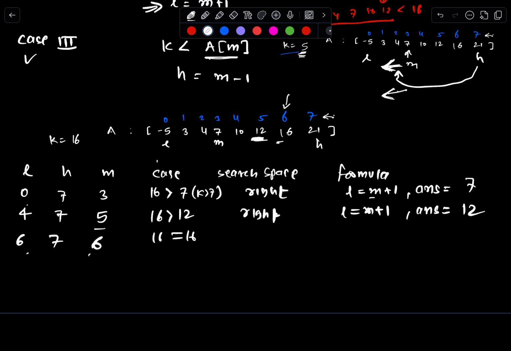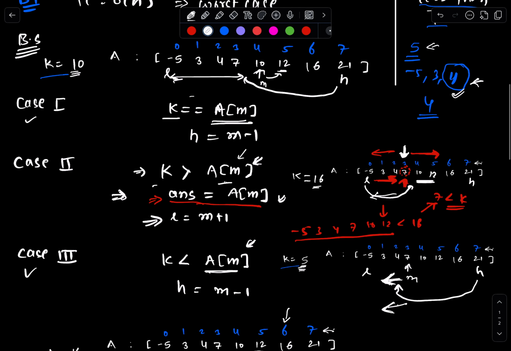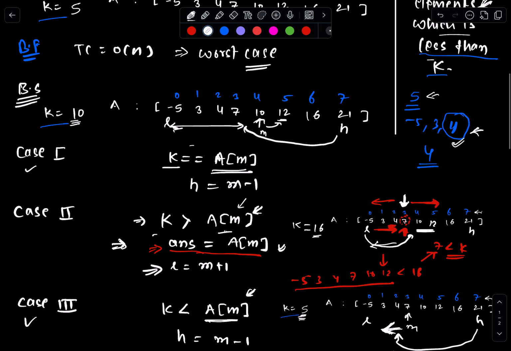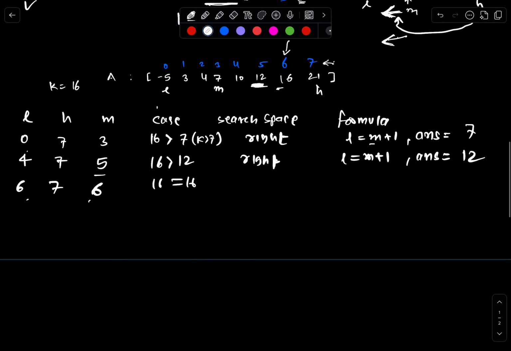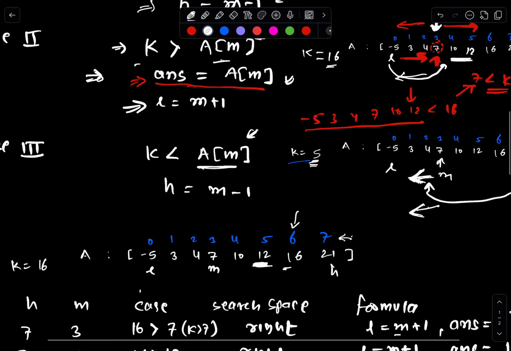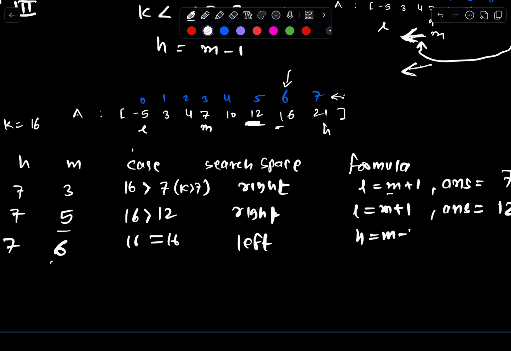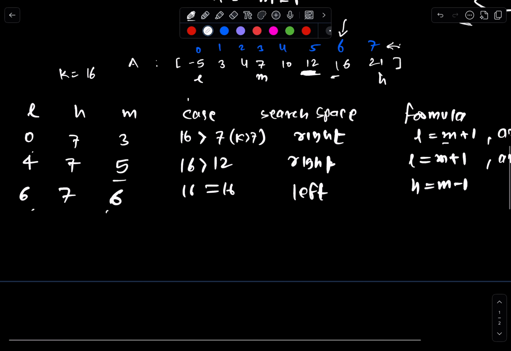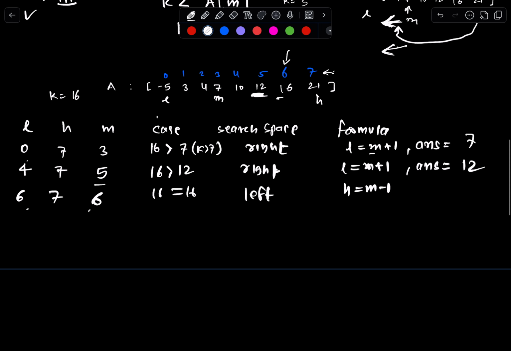If it is equal, then what is our case? This is case 1, right? If it is case 1, we are searching on the left. If we are searching on the left, what was the formula? H is equal to M minus 1. That's it. Now H is equal to M minus 1. L remains the same, and H is 6.